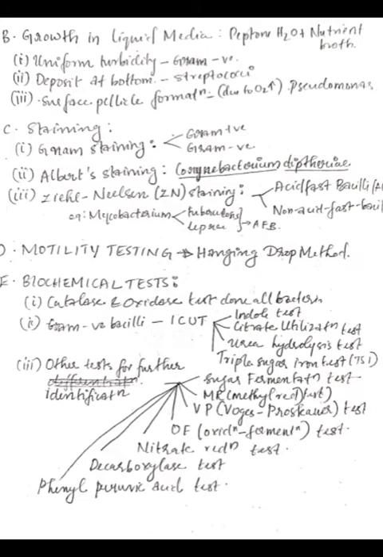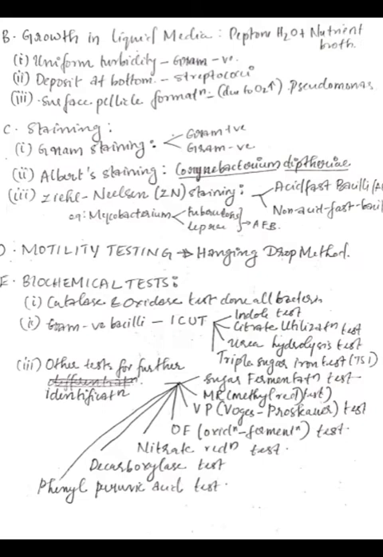Then D, motility testing. It can be done with the help of the hanging drop preparation method. With motility testing, we can identify whether a bacterium is motile or non-motile. The fifth one is E, the biochemical tests. There are various biochemical tests, and among them, the catalase and oxidase tests can be done for all bacteria.